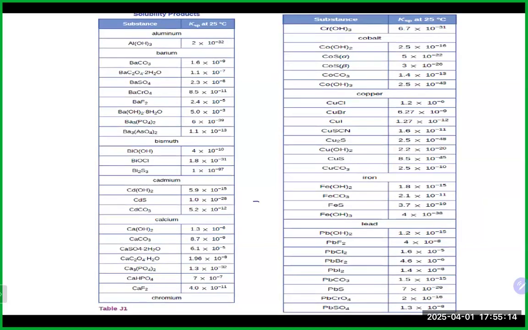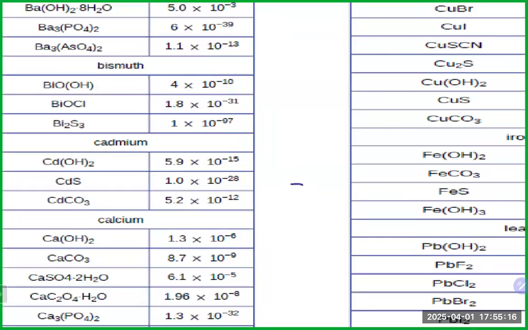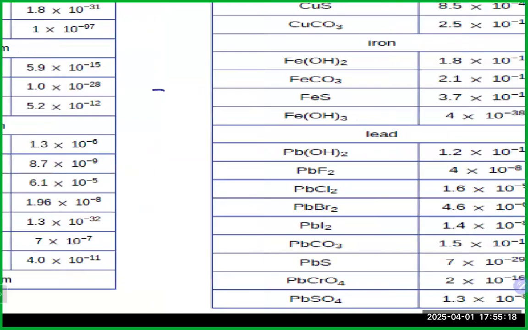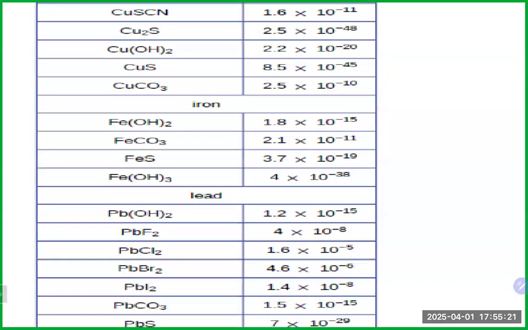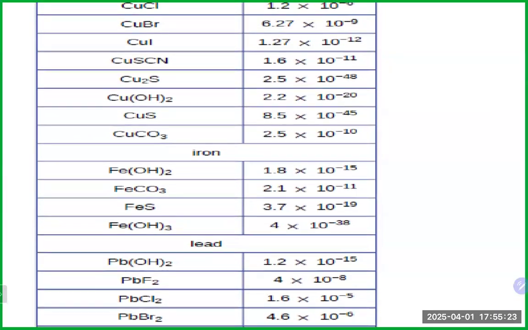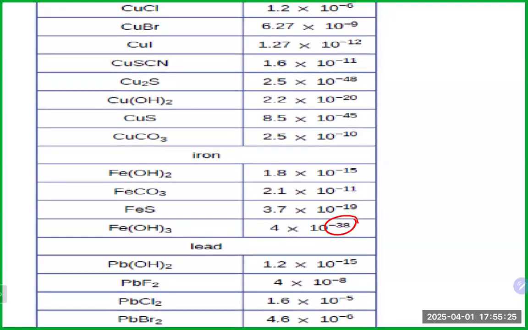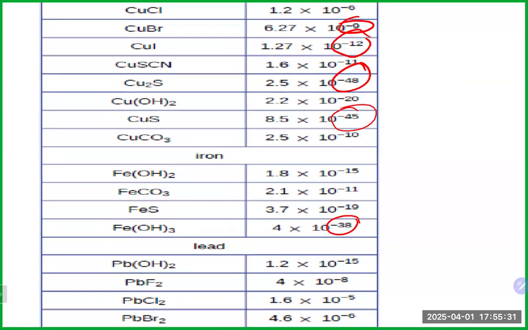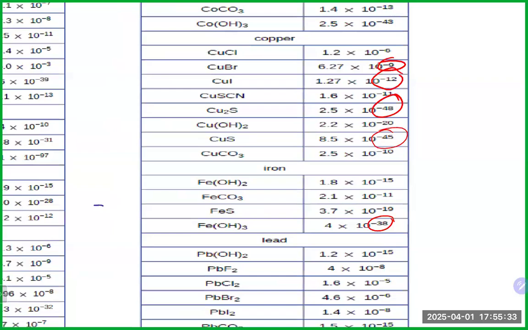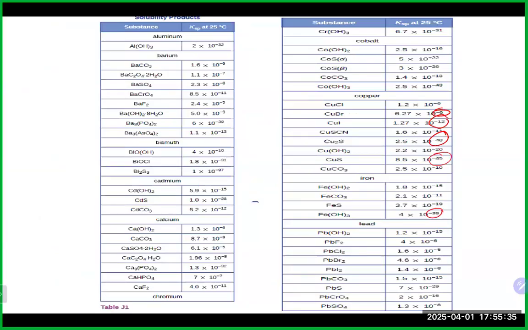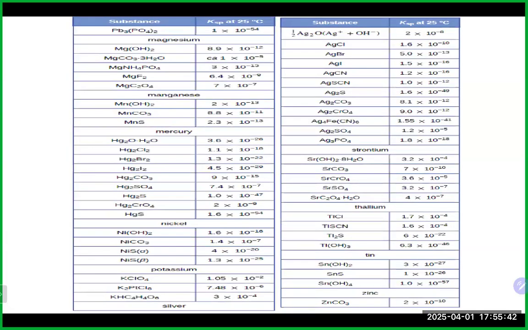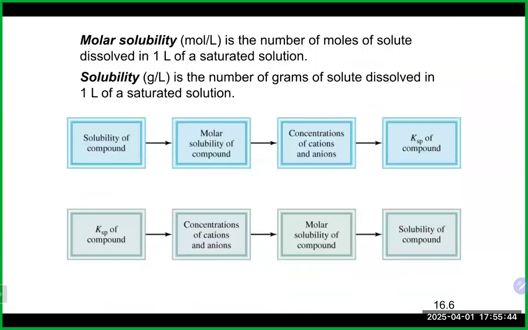So here's a table which you can clearly see. Again, if you just look around, there are a lot of really small values here: -38, -48, -45, even -12 and 9. They're pretty small values. So again, Ksp values are typically for things that are insoluble, and that results in a very small value for the Ksp as we go through here.